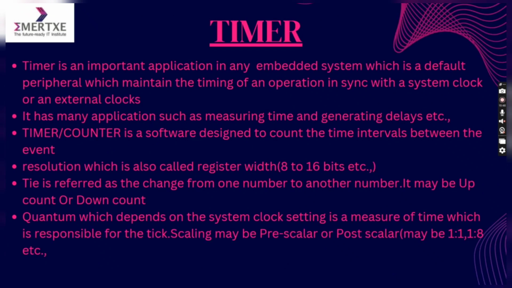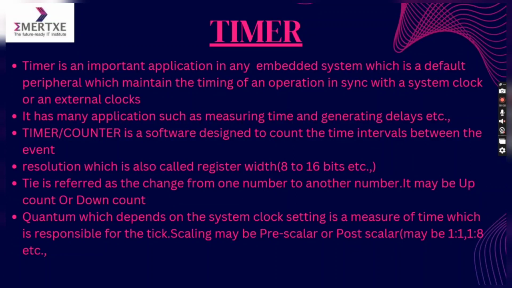Next is timer. A timer is a peripheral device that can measure and generate time interval based on a system clock or an external clock. It has many applications in embedded systems such as measuring time and generating delays. A timer can operate in two modes, timer mode and counter mode. In timer mode, the timer counts the tick of the system clock or an external clock. In counter mode, the timer counts the event that occur on an external pin.